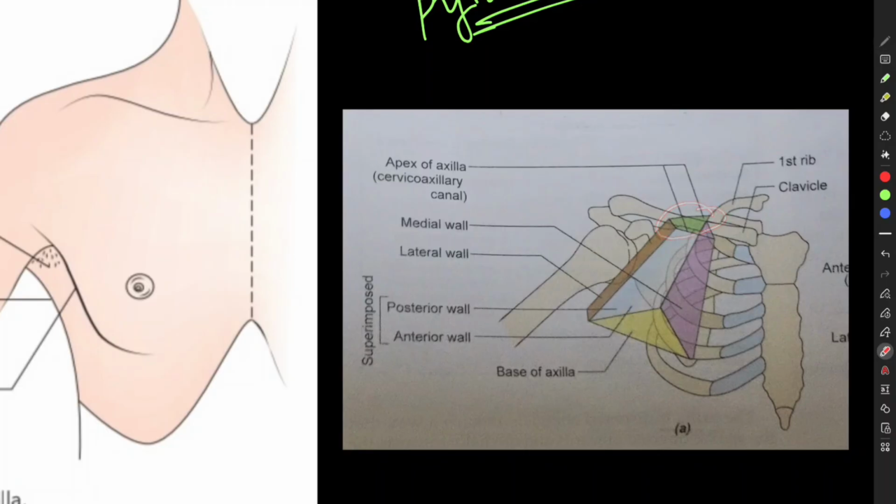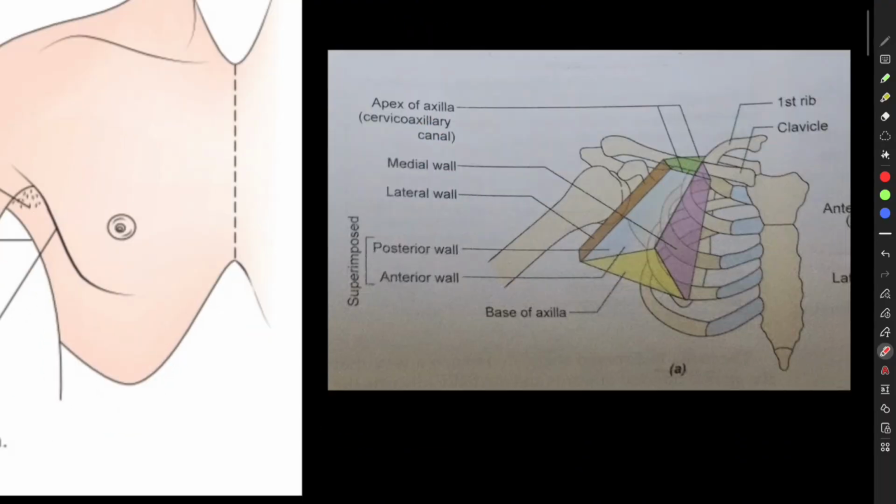This forms the apex of the axilla. The apex of the axilla is called the cervico-axillary canal.